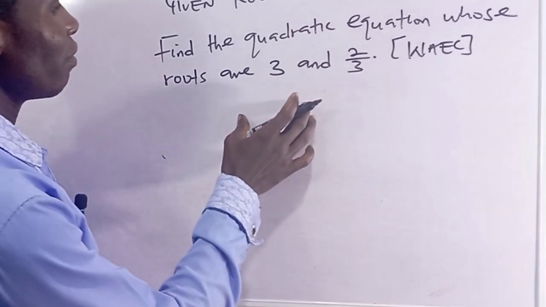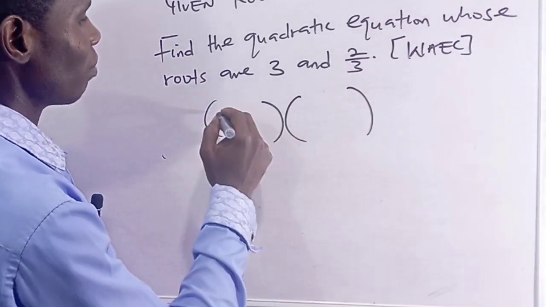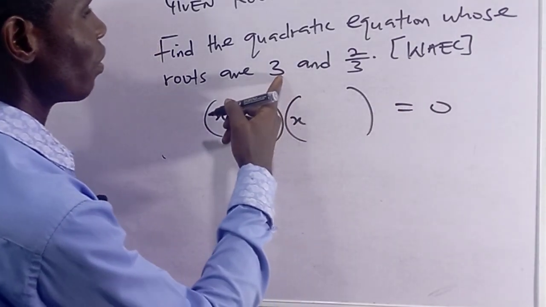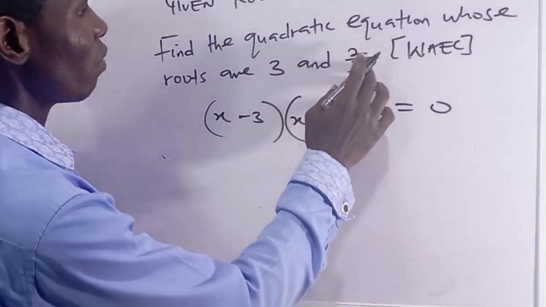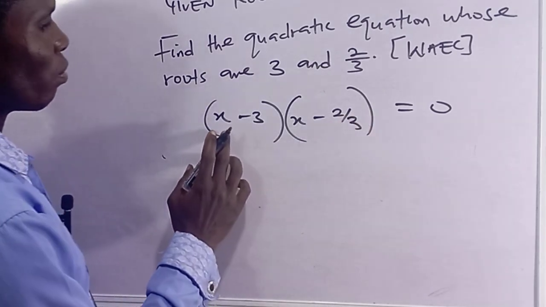So similarly, the first step to do here is to open two brackets, put x here, put x here, equate it to 0. 3 is positive here, it will be negative here. 2 all over 3 is positive here, it will be negative here. Then we open the bracket.